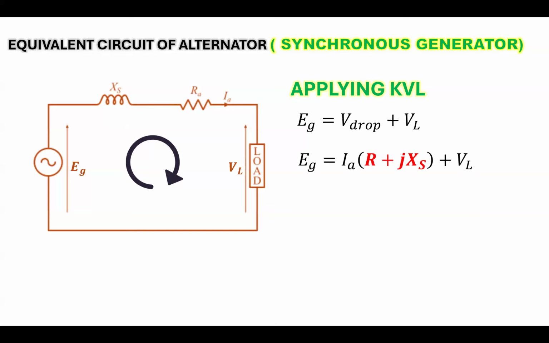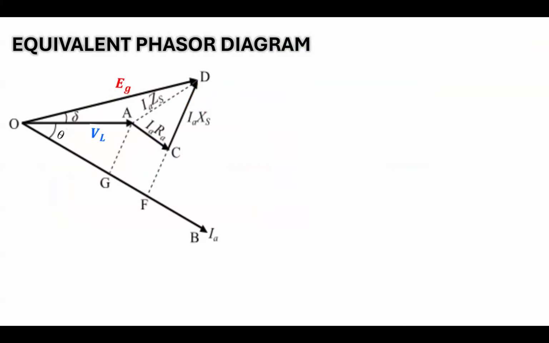And we all know that R plus j X sub S is simply the impedance. So the generated voltage will be equal to the armature current multiplied by the synchronous impedance plus the load voltage. So remember that this equation is in complex form, whether you express it in polar form or rectangular form. So here is the equivalent phasor diagram.